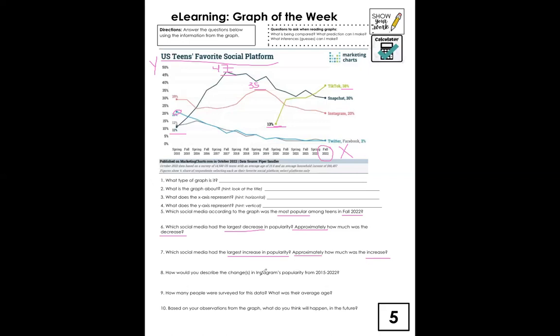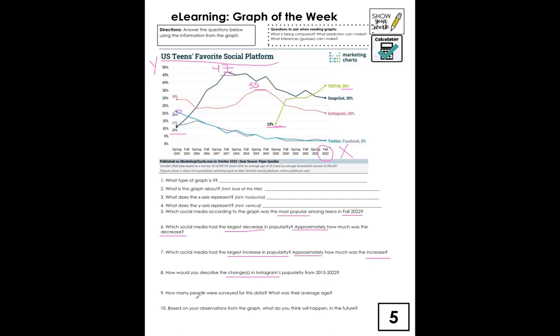Question 8, how would you describe the changes in Instagram's popularity from 2015 to 2022? From the start of the graph to the end of the graph, what's happening to Instagram's line? Is it increasing for part of it? Is it decreasing for part of it? How would you describe how it's changing?